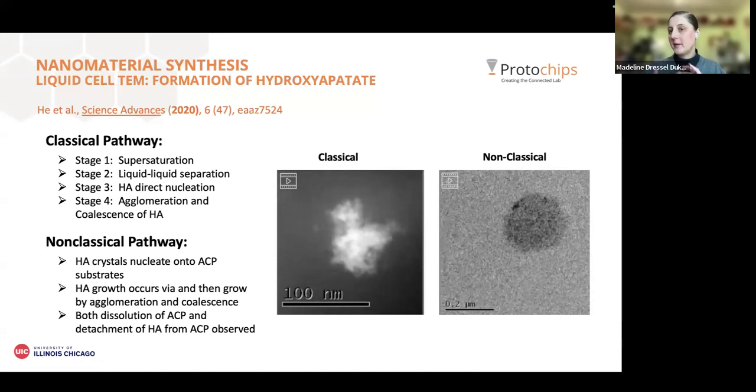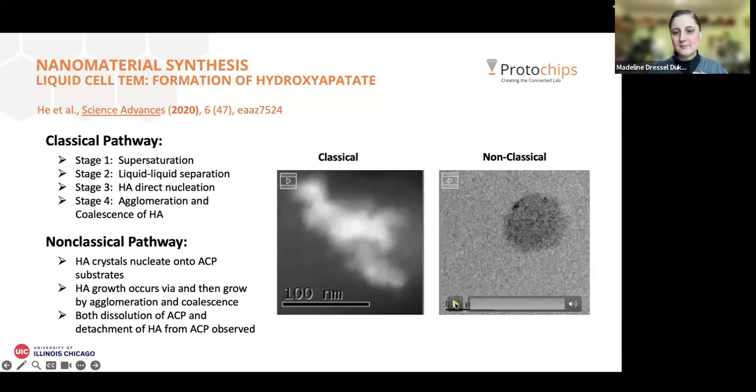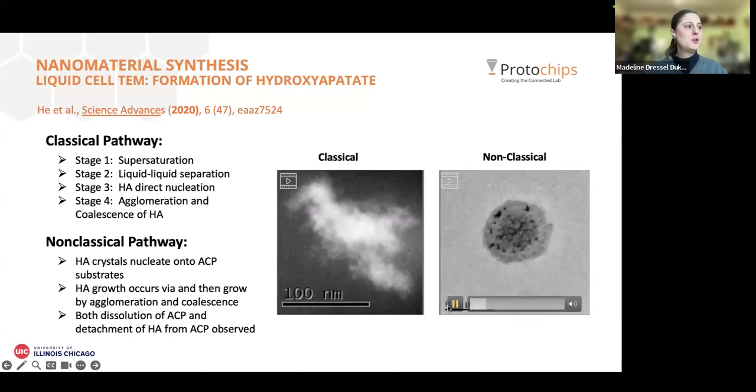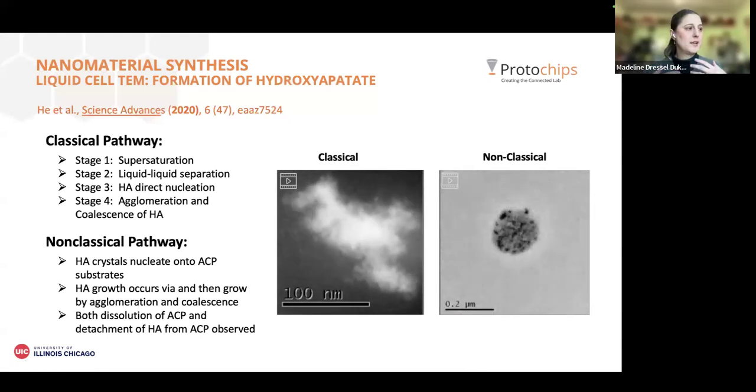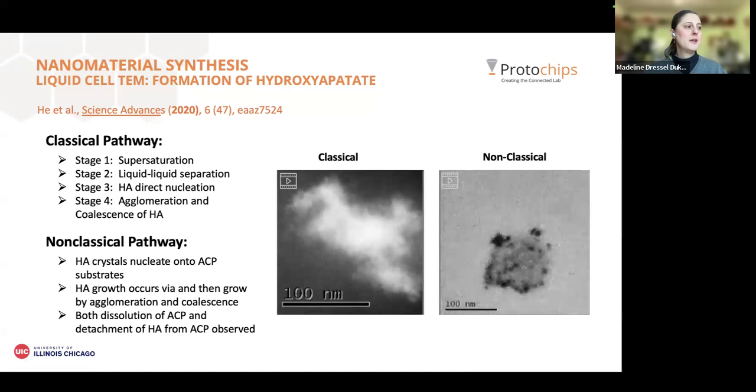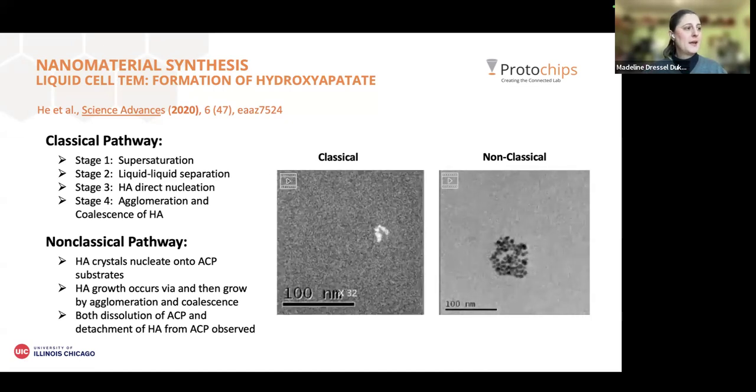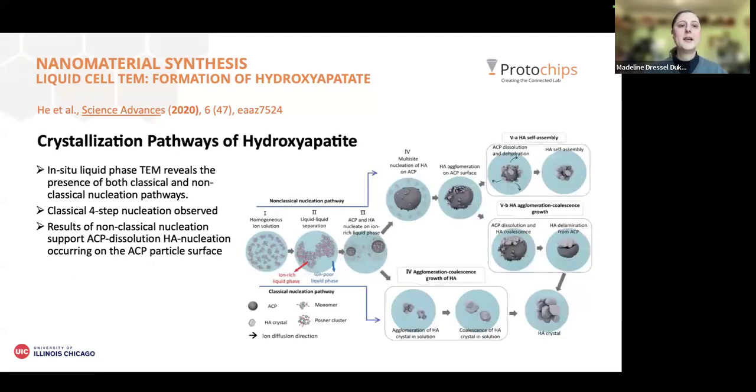But in the same experiment, in the same cell, they're also seeing examples of non-classical nucleation and growth. In these examples, the hydroxyapatite is nucleated onto ACP substrates, and then it's growing and coalescing, and you have dissolution and detachment occurring. Both of these are happening in the same system. From that, they were able to propose models of what was happening, and that you really had this very complex growth pathway occurring in some of these biomineral environments.